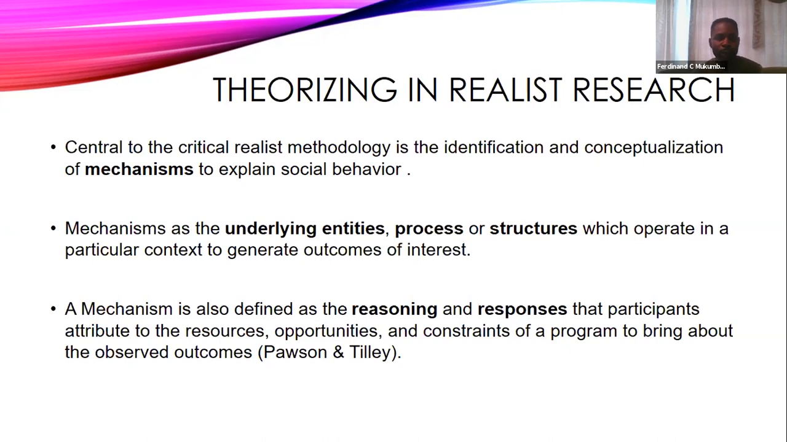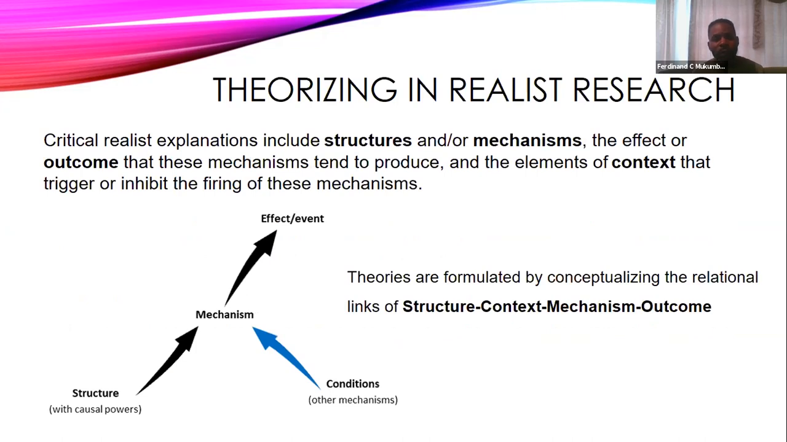So that leads us now to how theorizing occurs in realist research. Realist research is really explanatory in nature. And that's why I said that the focus of realist research is on the how and the why things happen, not really on the what. So they are using the how and the why to explain what happened. So what we are looking for are structures. We are looking for the influence of structures. We're looking for mechanisms, like I said, the underlying explanations, underlying entities that explain how things work, to explain the outcome, which is what has been observed, the what.